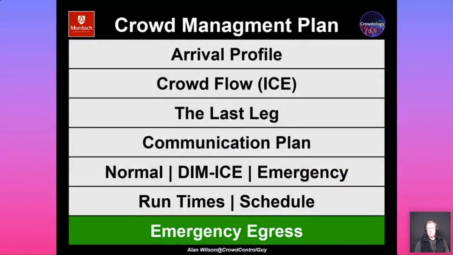Similarly with the crowd management plan, the core business of what I do, the arrival profile, ICE, I don't refer to the last mile, I call it the first leg and the last leg. Communication plans, Peter Dalton covered that the other day. C4I, this was a C2 one, although I throw the I in on all my events. Dim ice runtimes, and if I click on the emergency egress, it takes me to what I need to know.